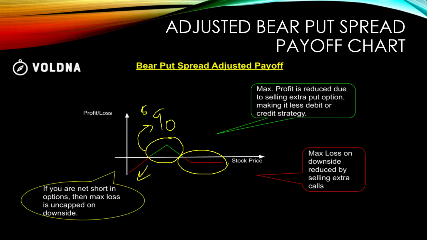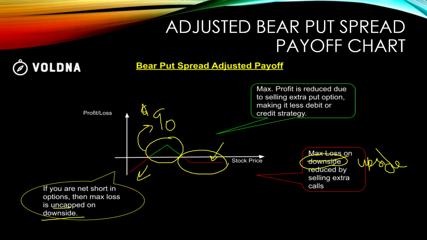So this is the prospective adjustment of the bear put strategy, and this should be implemented when you have sufficient margin and you know how to handle net credit or slight debit strategies. Again, the max profit is reduced due to selling the extra put option, which reduces the margin and the premium paid for the options. Now I have to put it upside here, because the maximum loss was protected from upside. However, when you are short net options, the maximum loss is uncapped on the downside.